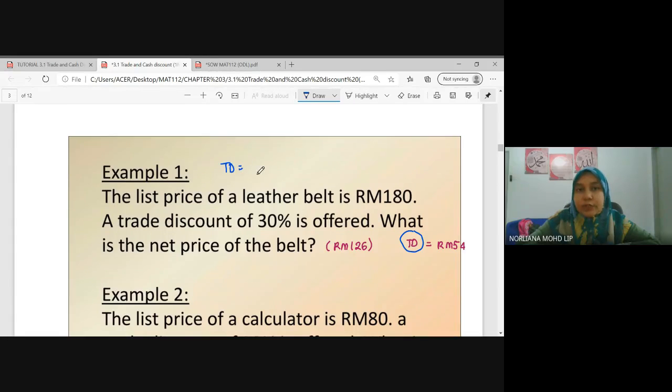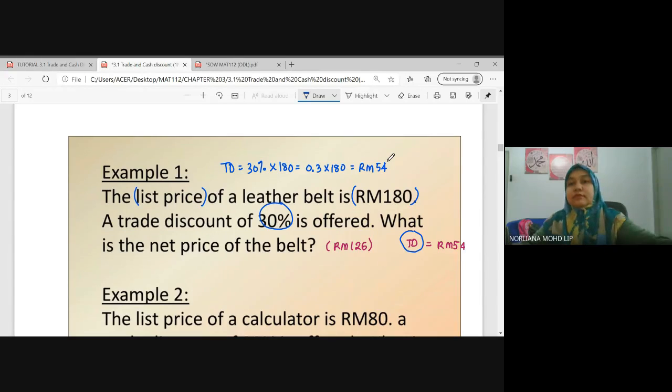Okay, kita tahu lah kan 30% of discount. Ini macam awak beli barang biasa. 30% of discount, and then multiply with the list price, RM180. So, saya tekanlah 0.3 times RM180. So, we get RM54. Okay, boleh?